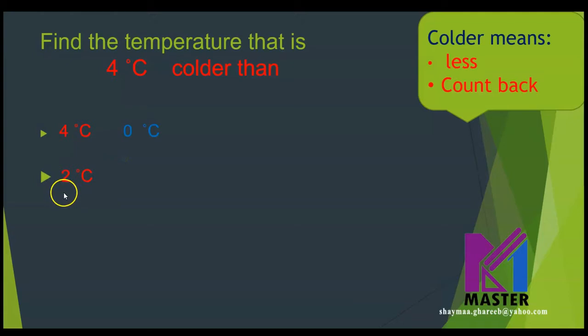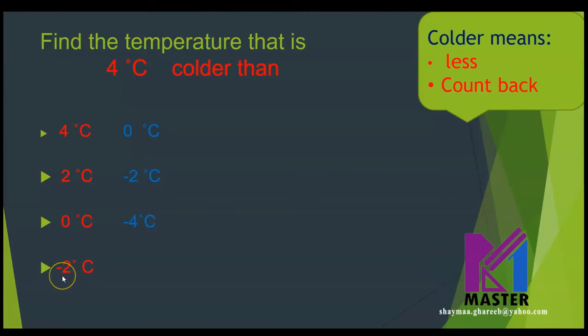2, if the temperature is 2, so when we count back by 4, let's count back together. Before the 2 is 1, then 0, then -1, then -2. So it will be -2 Celsius degrees. Now, if the temperature is 0, then the temperature that is 4 Celsius degrees colder will be, let's count back by 4, before 0, -1, -2, -3, and -4.